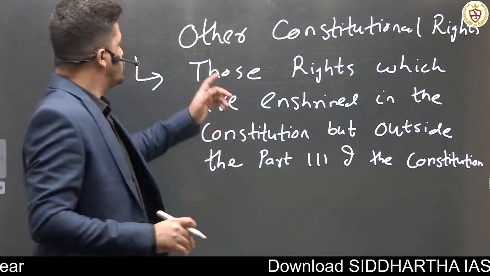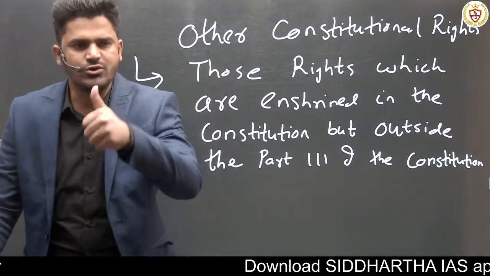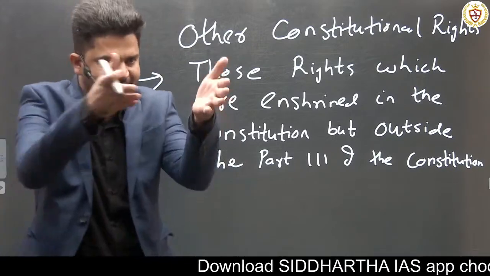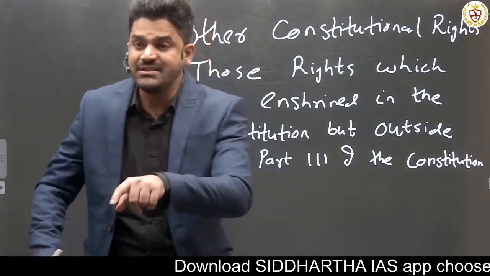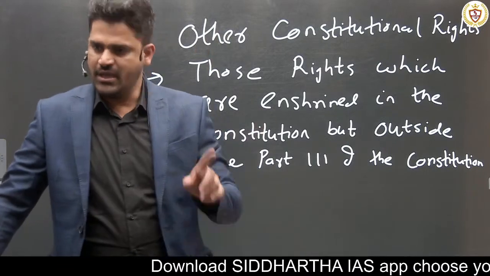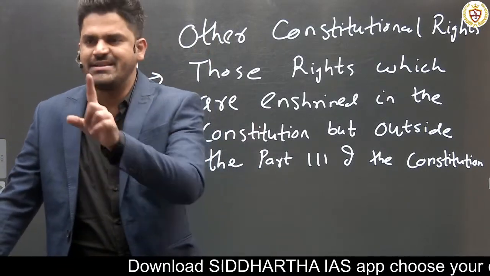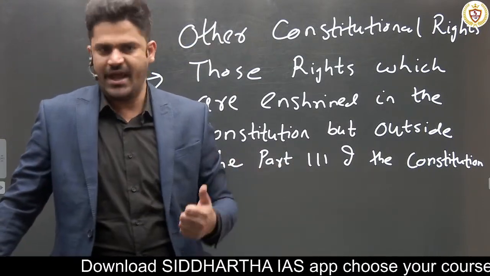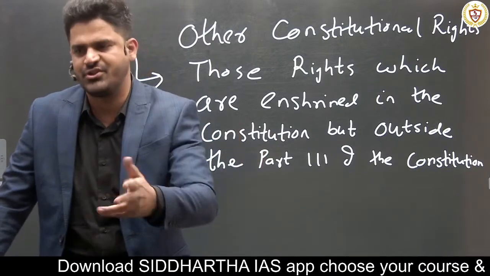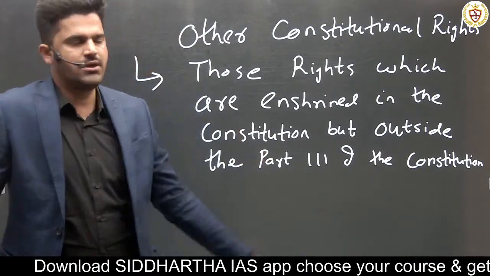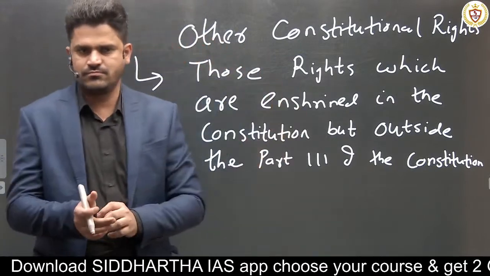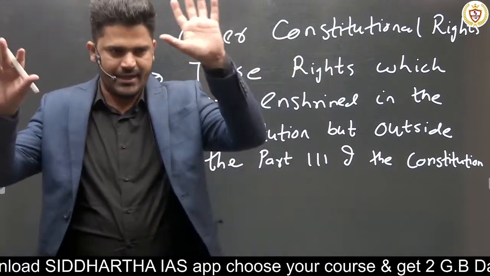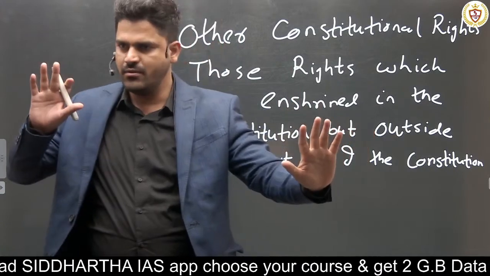Got it? So both fundamental rights and other constitutional rights are directly mentioned in the Constitution. But the difference is in where they are mentioned. If constitutional rights are mentioned in Part 3, then such constitutional rights will be called fundamental rights. And if such rights are mentioned outside Part 3 of the Indian Constitution, they will be called other constitutional rights.